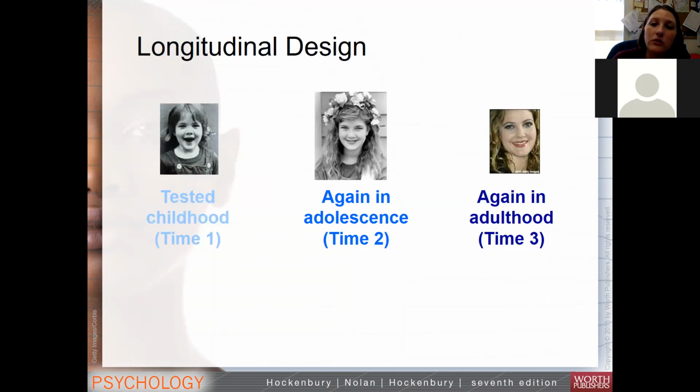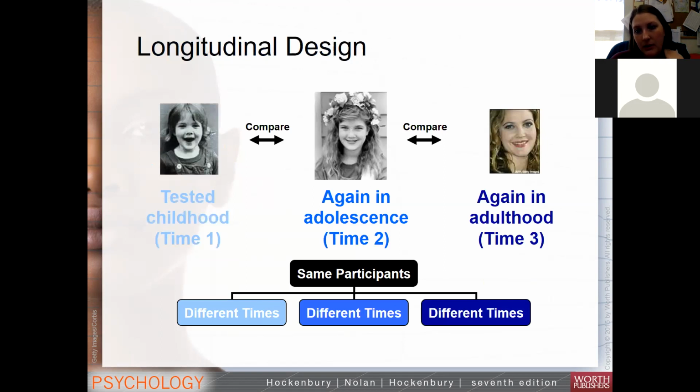Now, the good thing about a longitudinal study is that you can make direct comparisons from the same person from when they were a child to when they were an adolescent to when they were an adult. And so the good thing about that is that these are the same participants. You have these measurements over a period of time, and you can directly compare time point 1 to time point 2 to time point 3. And with those direct comparisons, that allows the researcher to make inferences and assumptions and conclusions about how a person changes over time.